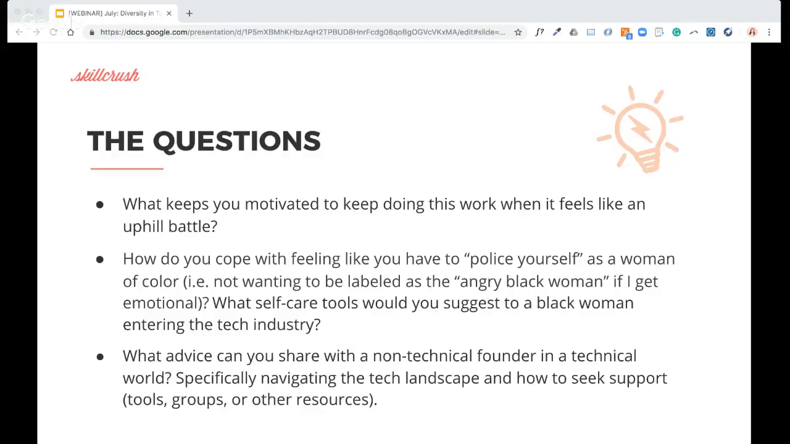Perfect. We did have a couple of questions around entrepreneurial topics, so I would love for us to cover this before we run out of time. What advice can you share with a non-technical founder in a technical world, specifically navigating the tech landscape and how to seek support, tools, groups, or other resources?